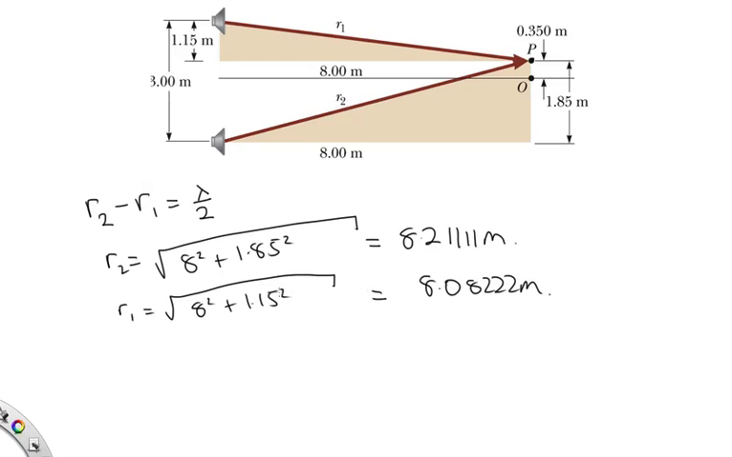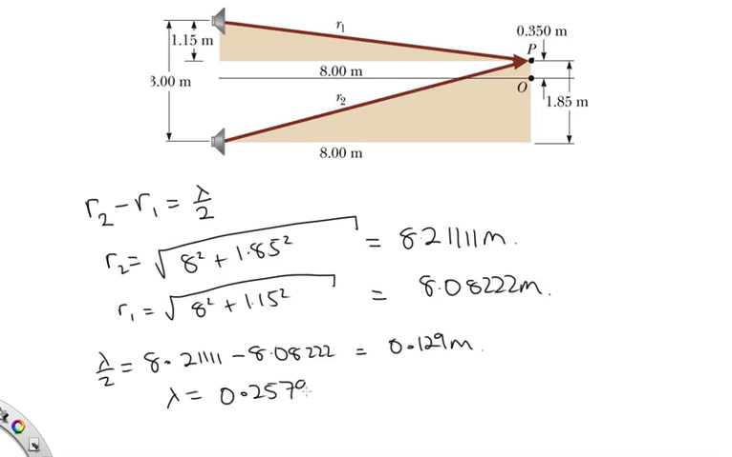8.08222 meters. Okay, so R2 minus R1 is lambda over 2, is 8.21111 minus 8.08222. Solving that, we get 0.129 meters. So our wavelength is equal to 0.2579 meters. And now when we're asked to find the frequency, v is equal to f lambda.